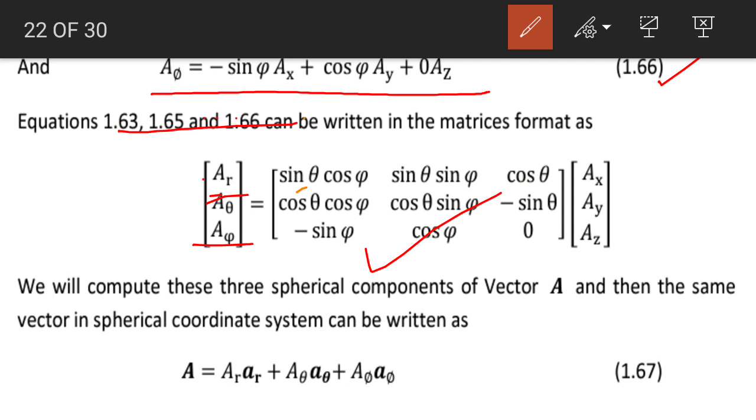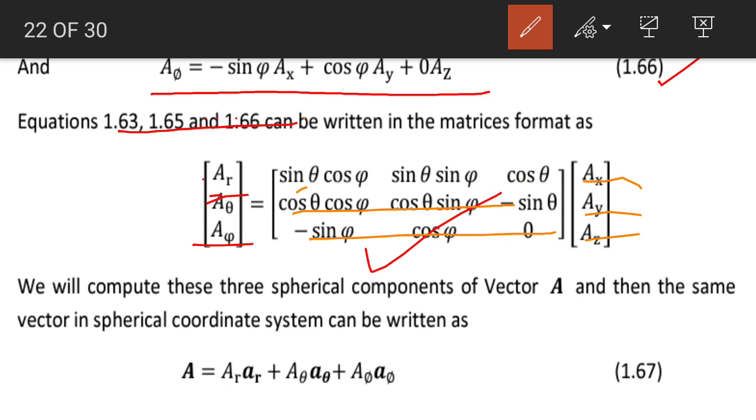matrix. So in the first row we have sin theta cos phi, sin theta sin phi, cos theta. In the second row we have cos theta cos phi, cos theta sin phi, minus sin theta. And in the third row we have minus sin phi, cos phi, 0, and then we have AX, AY, and AZ. So we can find out the scalar component AR, the scalar component A theta, and the scalar component A phi with the help of these matrices.